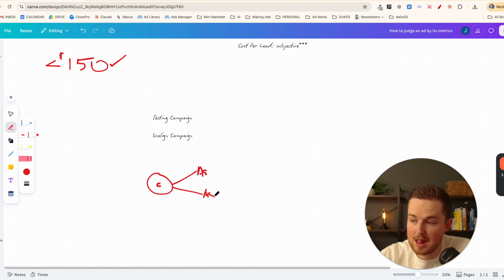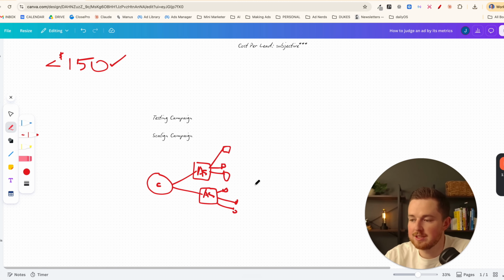I could be an artist. Ad set there. And then we've got our different ads here on this. You get the idea. It's a wonderful drawing. I should stick to whiteboards. So we've got our campaign, we've got our ad set, and then multiple ads, which I'll just draw out because that looks better. There we go. Wow, making this even better.